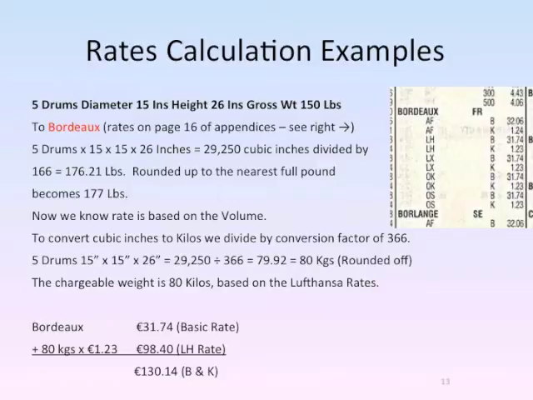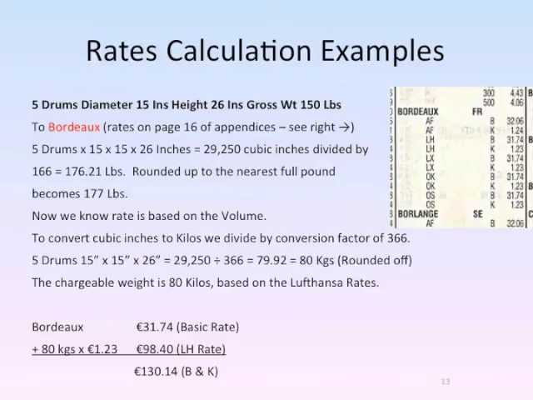Now we're looking at another example, and we have 5 drums, diameter 15 inches and height 26 inches and a gross weight of 150 pounds, and the shipment is going to Bordeaux. So we multiply out 5 drums by 15 by 15 by 26 inches and we get 29250 cubic inches, and we divide by the conversion factor of 166 and we get 176.21 pounds. We now round up to the nearest full pound and it becomes 177.